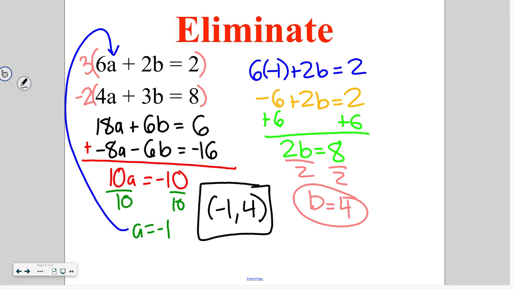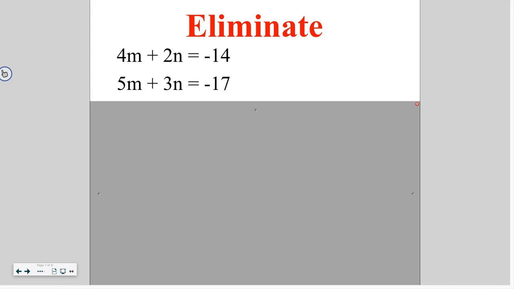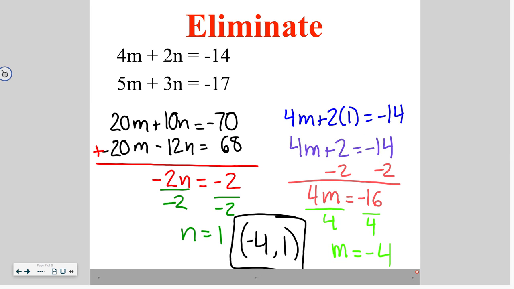So our extra step in this case was multiplying both of the equations by a number in order to get the variables to match up. Go ahead and try this one on your own. So I decided to deal with the m's this time. I multiplied the top one by 5 and the bottom one by negative 4. Once I worked that all out, I got an answer of n is equal to 1, and then m is equal to negative 4. So our final answer is negative 4, 1.